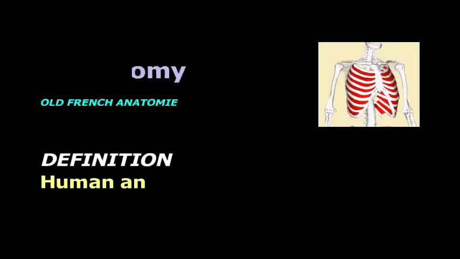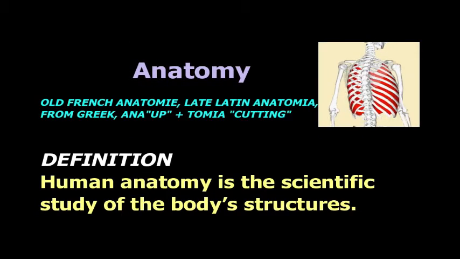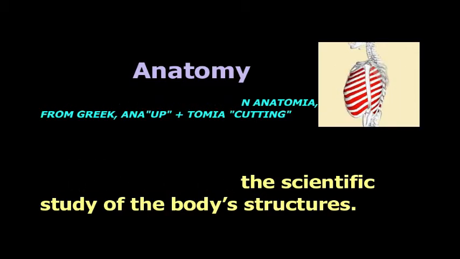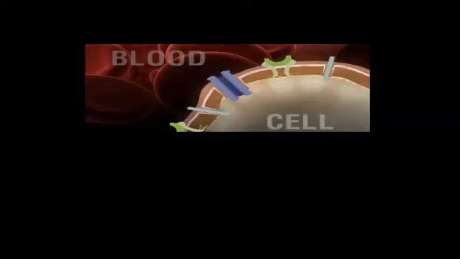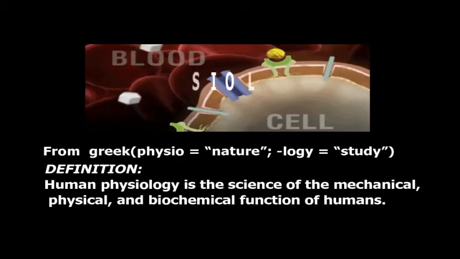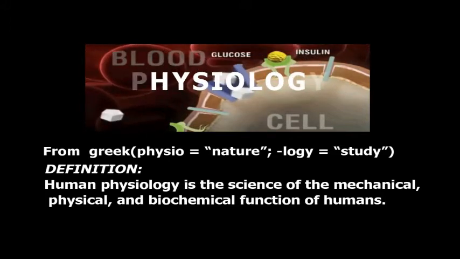Definition, subdivision, scope. Anatomy: human anatomy is the scientific study of the body structure. Physiology, derived from the Greek word, and human physiology is the science of the mechanical, physical, and biochemical functions of humans.